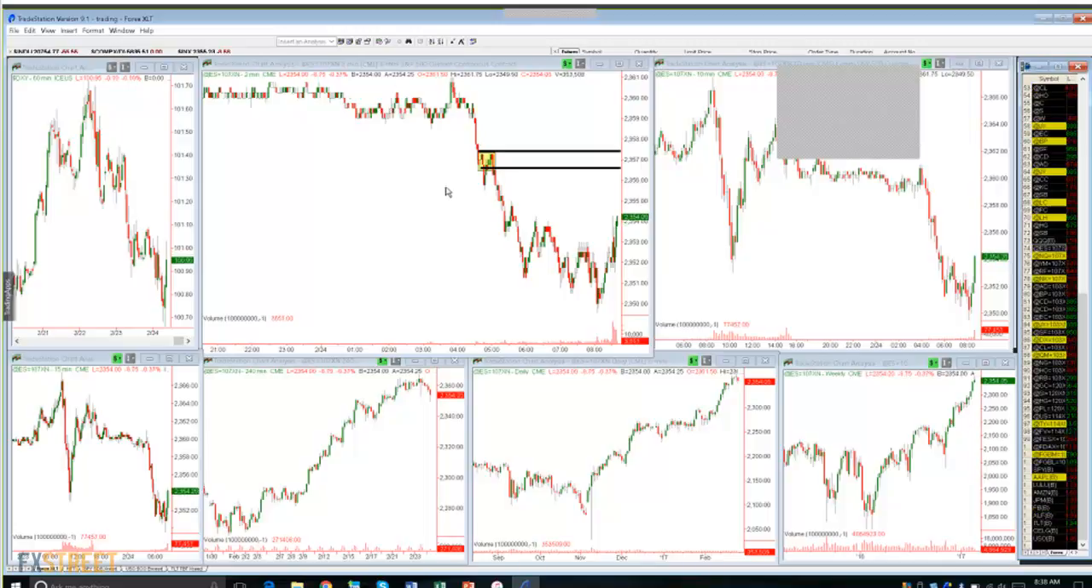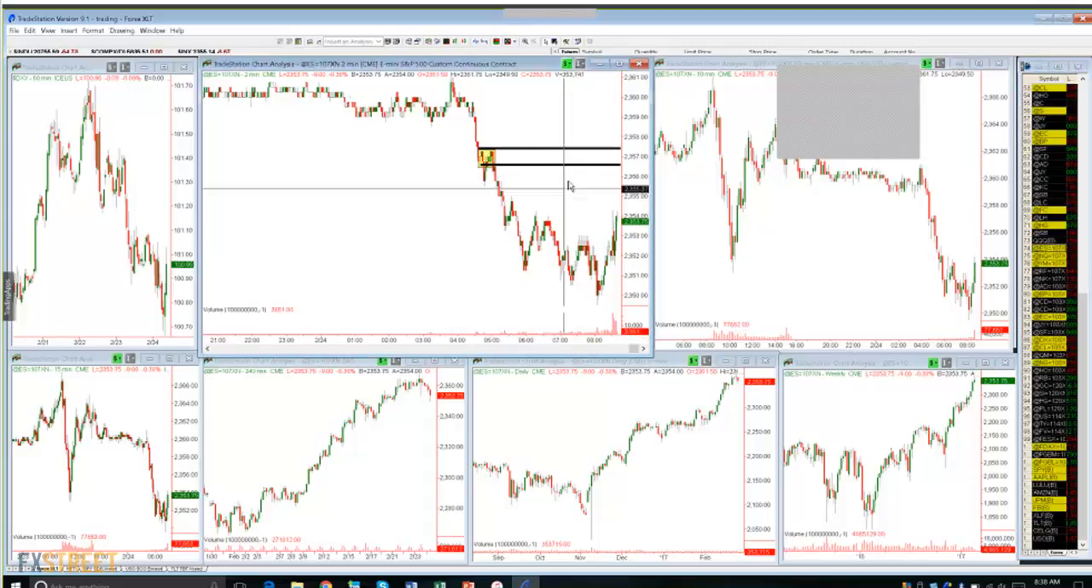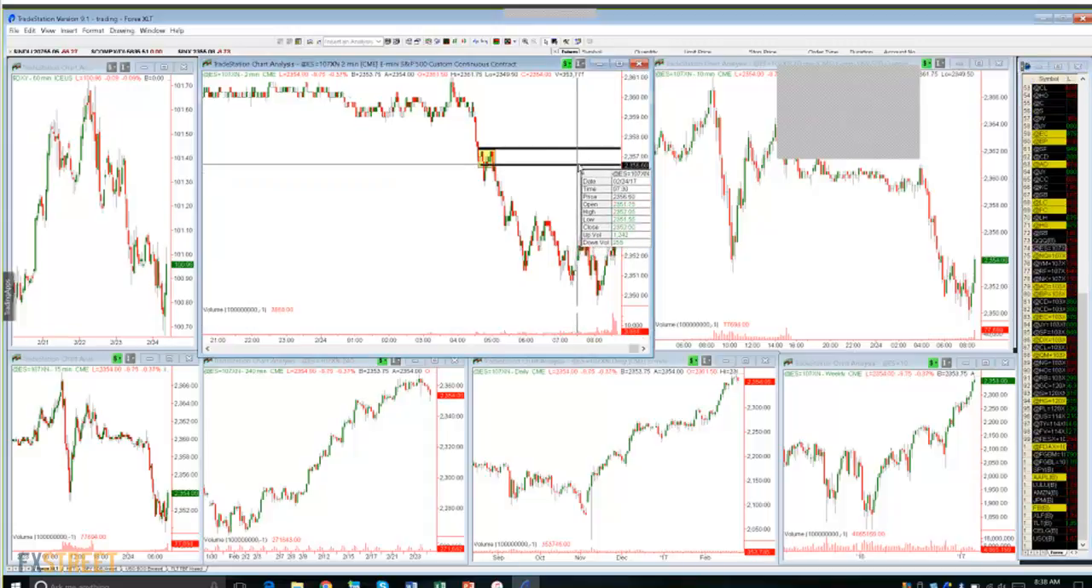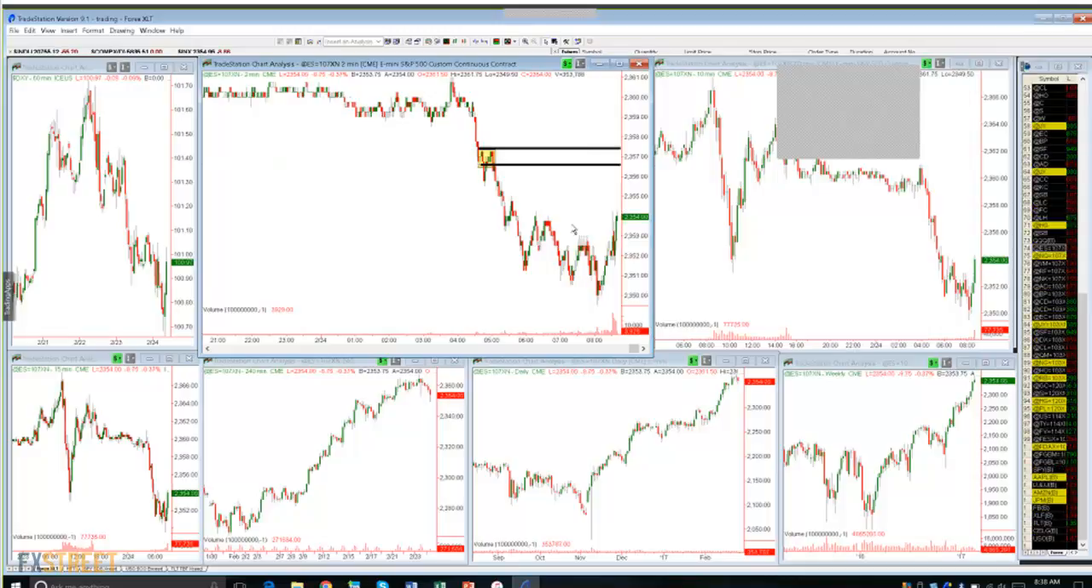No S&P traders here? Or any other markets you want to take a look at? Anyway, if you do, or maybe just not able to type, we do have some supply coming up in the S&P, 2356.50.